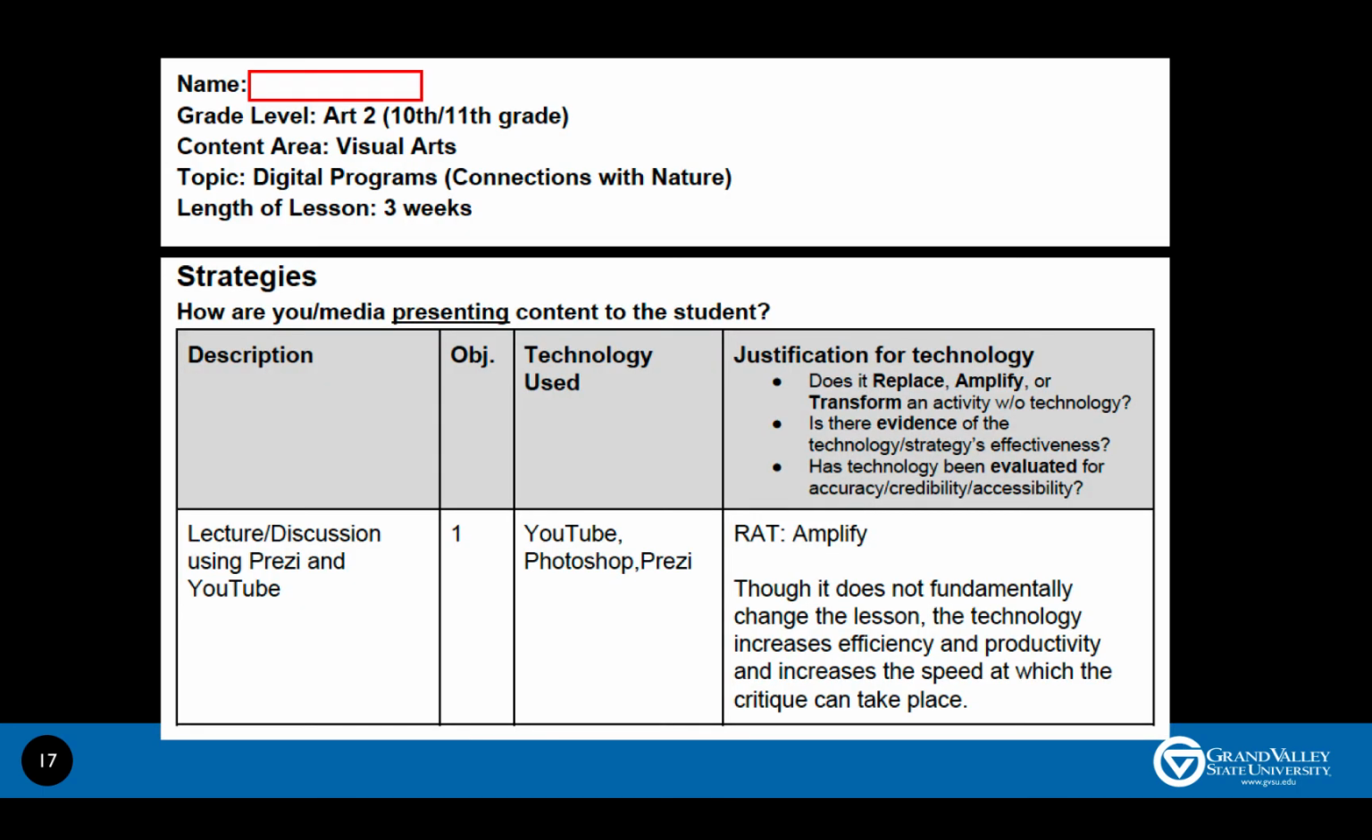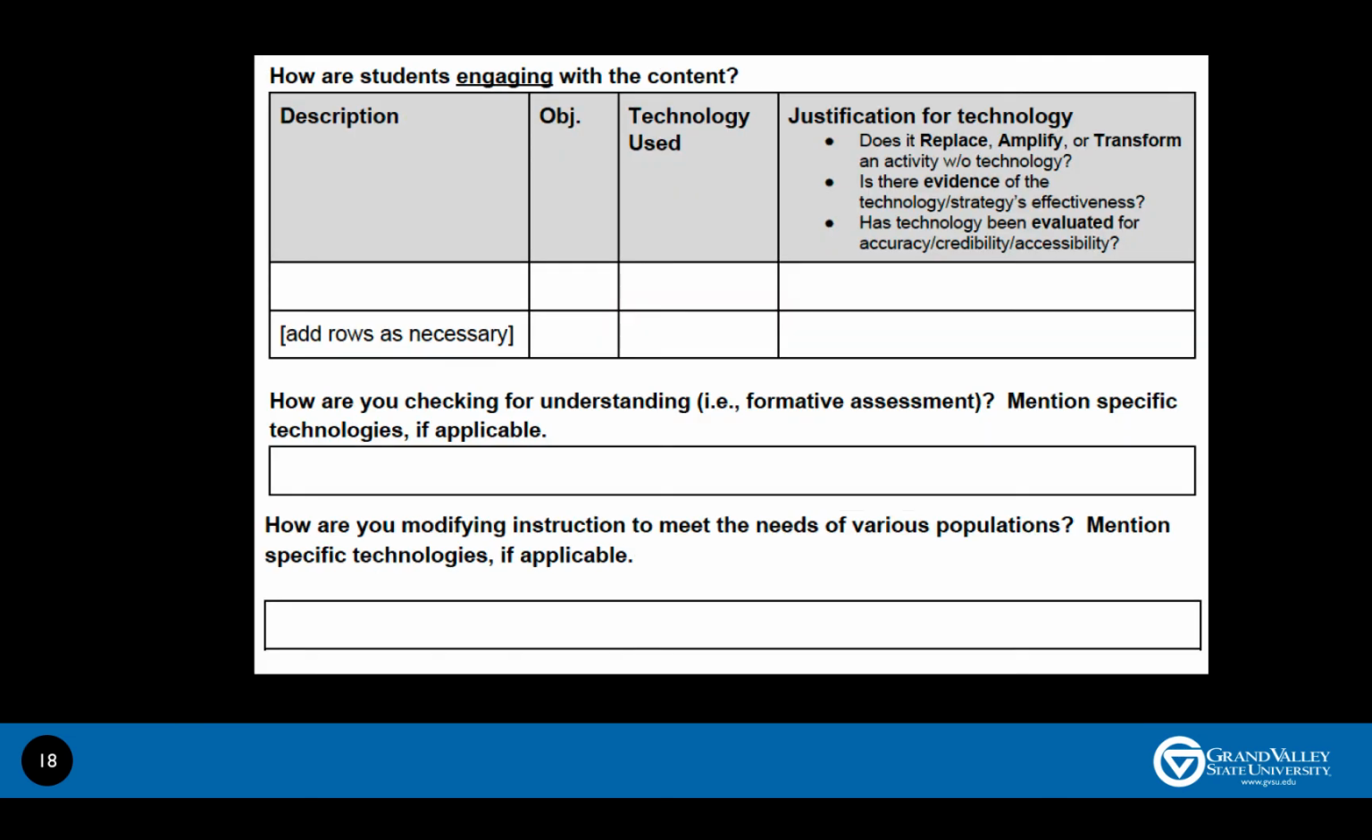Here's another example of a unit plan for a grade 10 or 11 visual arts class. The teacher is delivering content via a lecture discussion using YouTube and Prezi. The next section of the fifth milestone is very similar to the previous one. However, here the focus is on student engagement rather than on the delivery of the content.